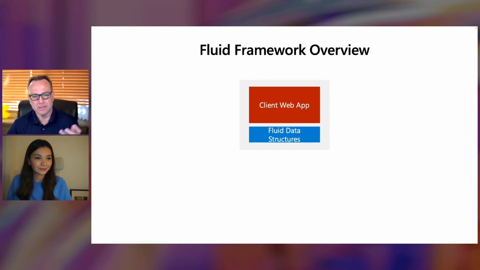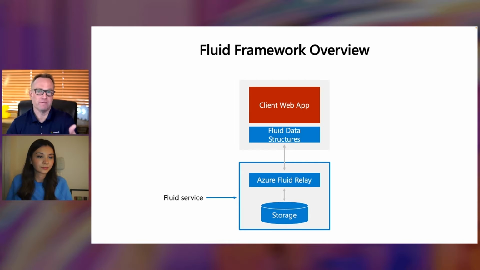So jumping on in, let's assume that Ayca is the client web app. And right now, she's the only one that's collaborating, we'll say. Now, the way this works is the Fluid Framework, as you just saw, is a real-time collaboration framework. That's what it's all about. And it provides fluid data structures. Now, those fluid data structures will communicate down to a service called Azure Fluid Relay.